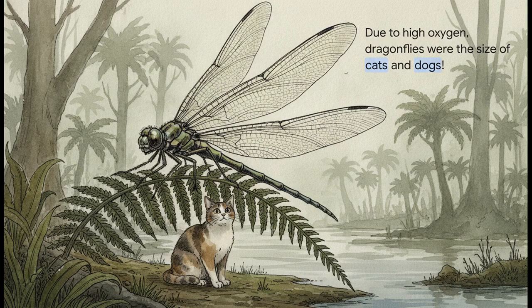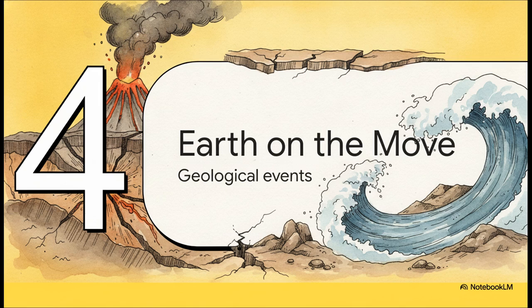biological supercharger. Picture walking outside and seeing a dragonfly, but instead of being the size of your palm, it's the size of a cat or a small dog. Seriously. This almost absurd level of biodiversity happened simply because life was handed an abundant new resource and ran wild with it. All right, on to Section 4, Earth on the Move.